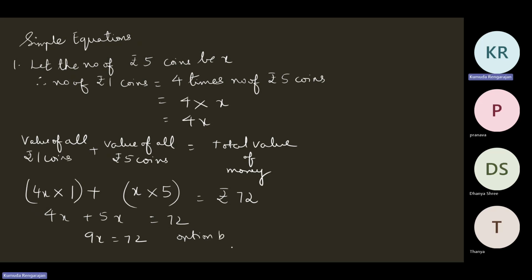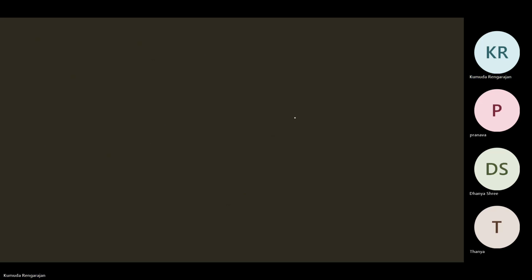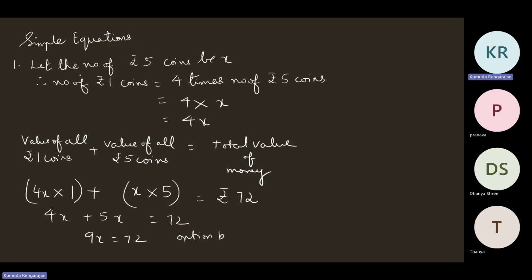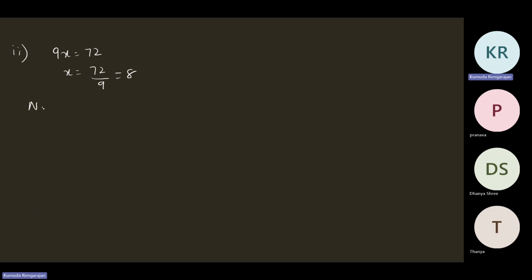Next one, the total number of coins in Vasu's piggy bank. To find the total number of coins, you'll have to solve this. 9x is equal to 72. x is equal to 72 by 9, which is 8. What is 8 meaning? x is 8. That means the number of 5 rupee coins is 8.